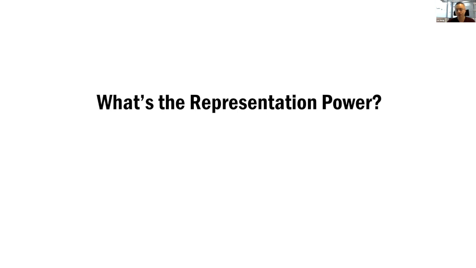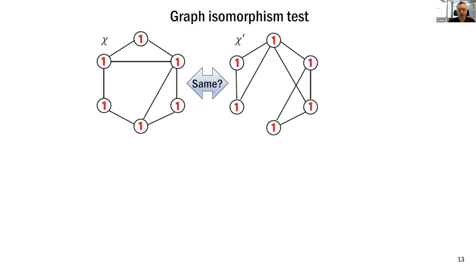To do that, I'm going to actually refer back to a very traditional algorithm for graph isomorphism test. This algorithm is called the Weisfeiler-Lehman graph isomorphism test. For instance, here is the problem where you have two graphs, x and x pi. And the question is whether they are the same or not.